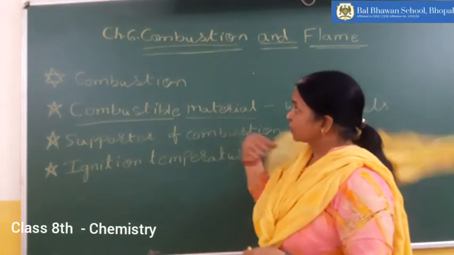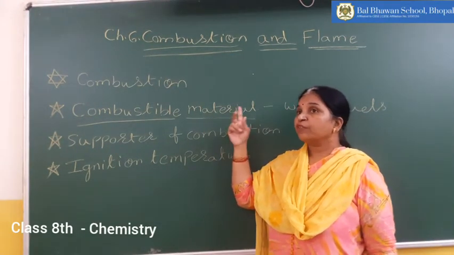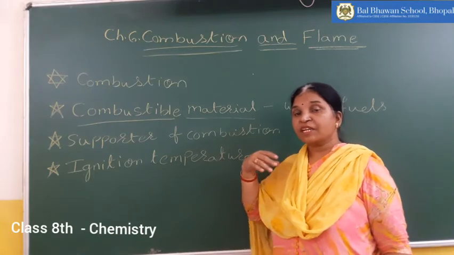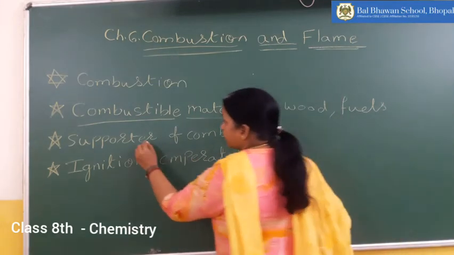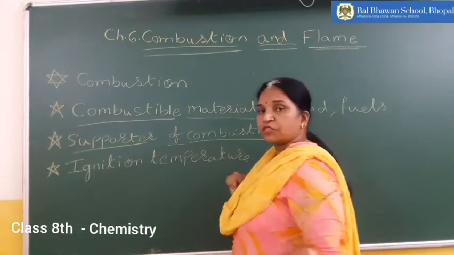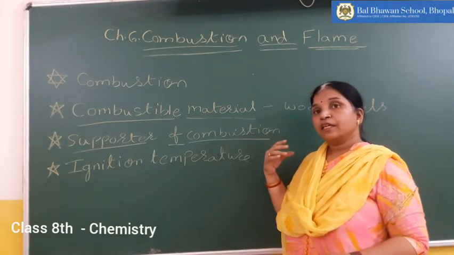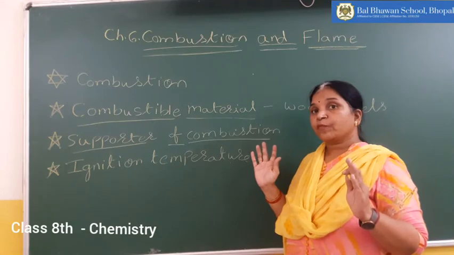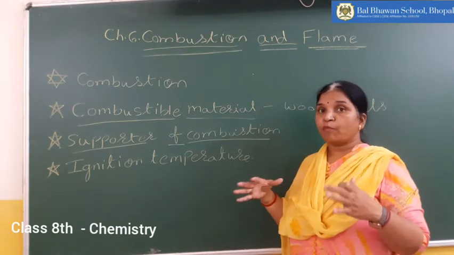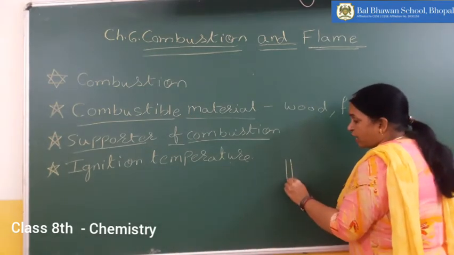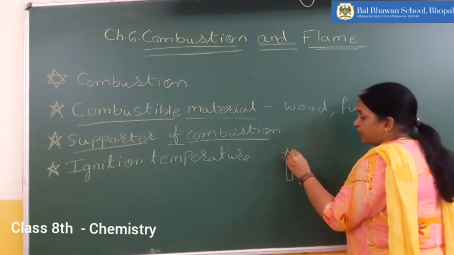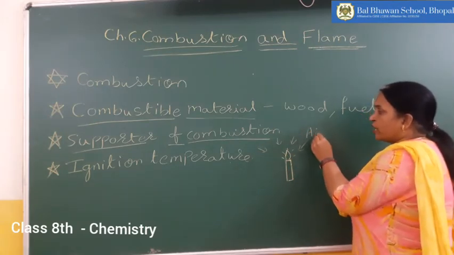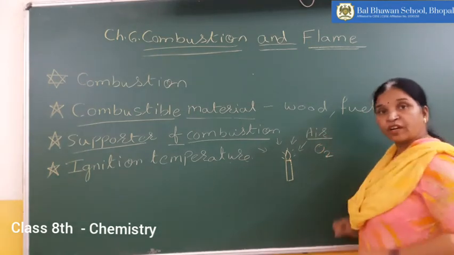Now we know what is combustion and what are the combustible materials. But for anything to burn, we know that some requirement is there, some necessary condition is there. What is that necessary condition? That is supporter of combustion. We have studied in lower classes that whenever anything is burning, it needs the supporter for burning. If the supporter is not there, then the substance will stop burning. Like you may be remembering an example of a candle. Light a candle and it is burning and giving flame because it is surrounded by air. So we can say air or oxygen is the supporter of combustion.